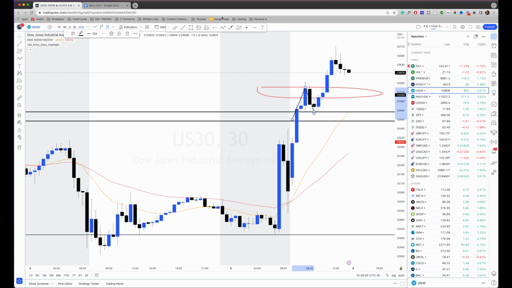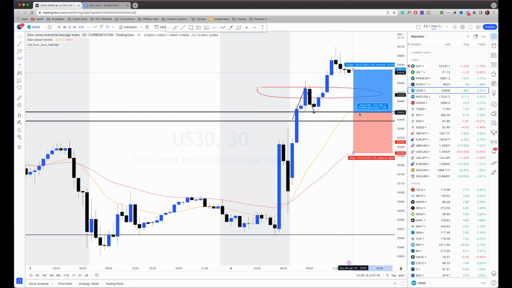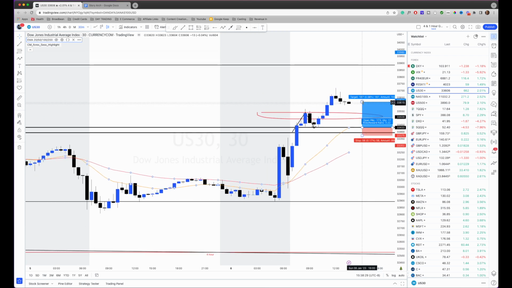So on the 30-minute time frame, that's when you want to look for entries. You can go on the 15-minute if you want. I don't think it's necessary. And then my long position would have been like right around here. My stop loss would have been below that retest. Just to be safe, let's put it right there. And then I would have rode it up to the last price action area.